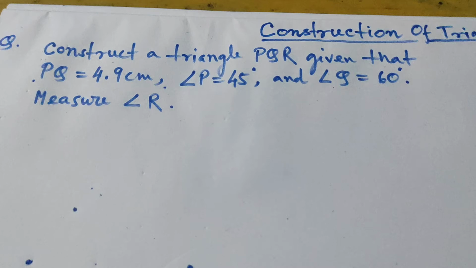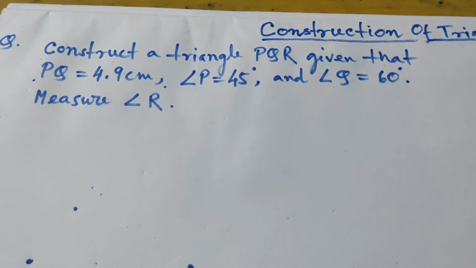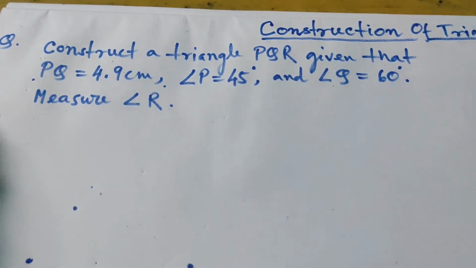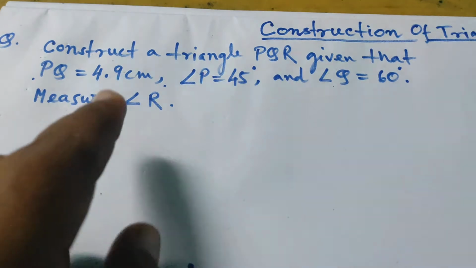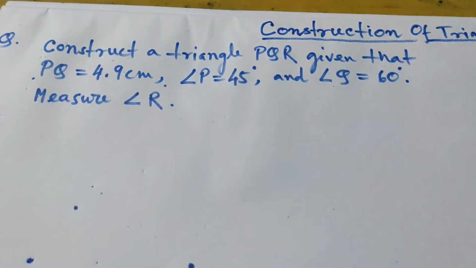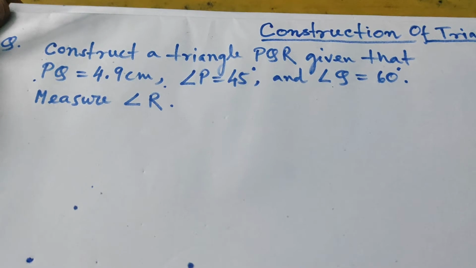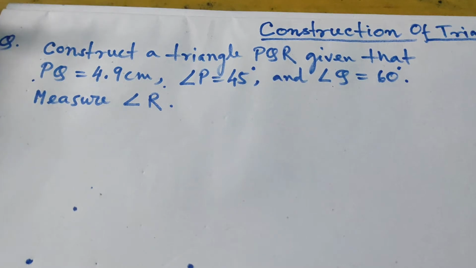Hello and welcome students. Today we are going to draw one more construction based on the angle side angle axiom. So this is our question. Construct a triangle PQR given that PQ is equal to 4.9 centimeter, angle P is 45 degree and angle Q is 60 degree. And finally, after drawing the triangle, we will measure the angle R. Okay, so this is our triangle and these are the conditions given.